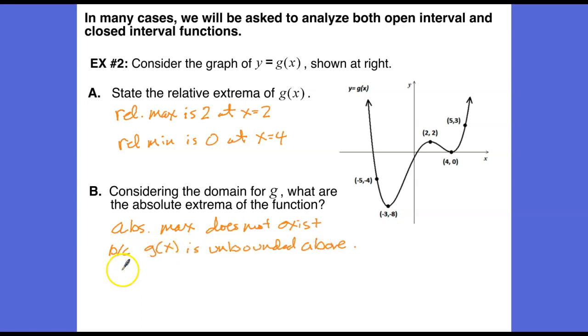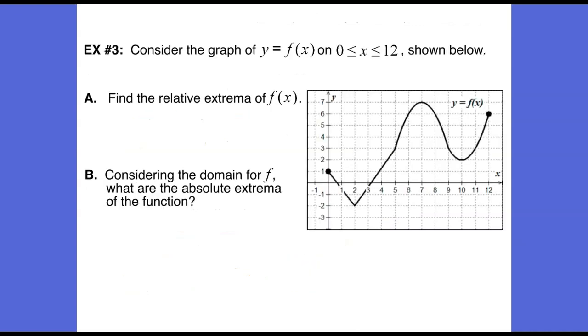Now what about absolute min? So our absolute min is actually going to be this point here, (-3, -8). So we can say the absolute min is -8, and that's going to be at x equals -3. In example number 3, we'll consider the graph of y equals f of x on the bounded interval 0 less than or equal to x less than or equal to 12, shown below, find the relative extrema of f of x.